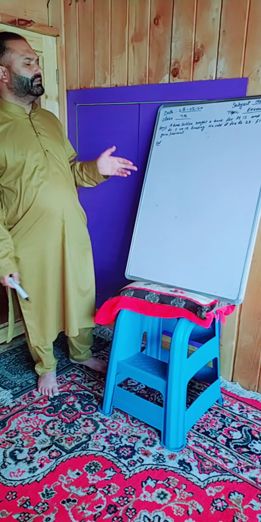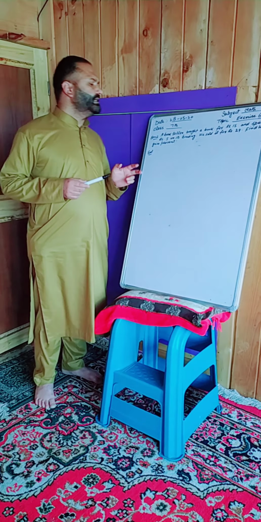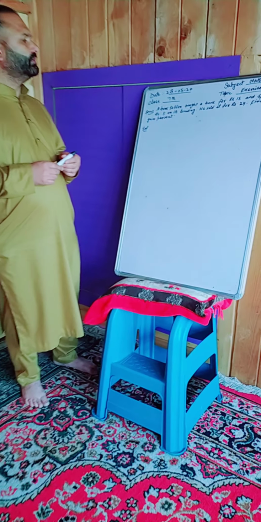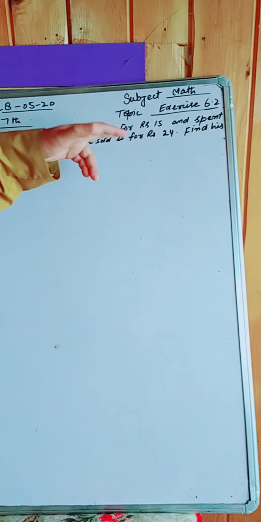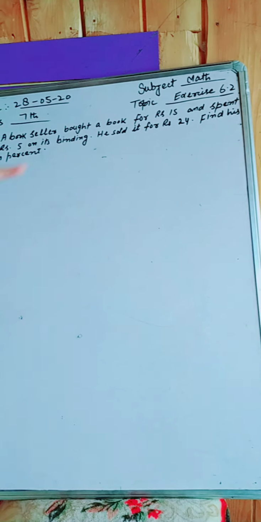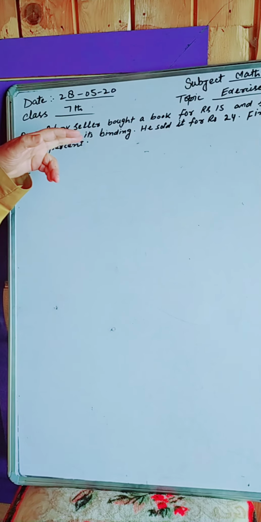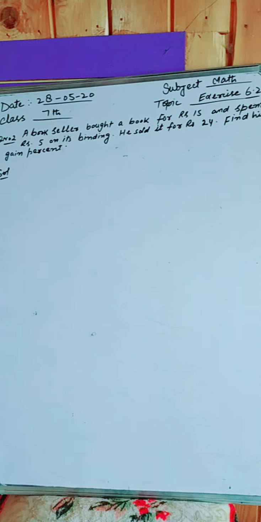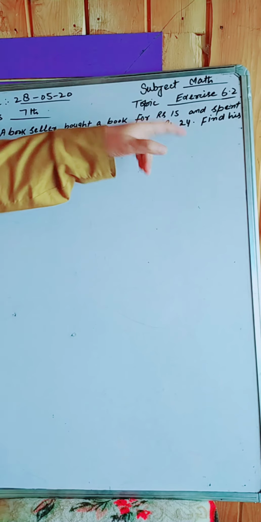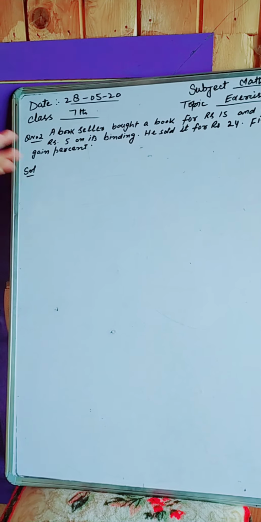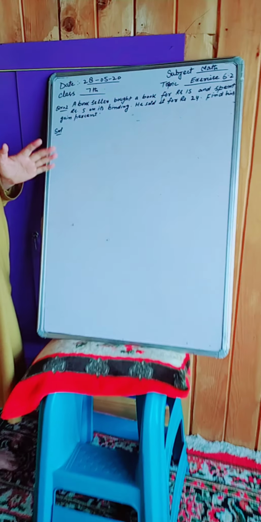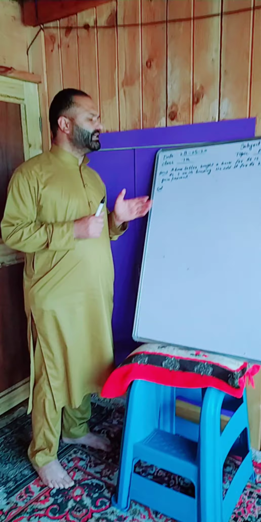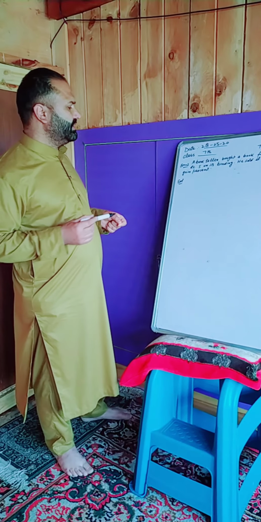Today's exercise is 6.2, and the question is: a bookseller bought a book for Rs 15 and spent Rs 5 on its binding. He sold it for Rs 24. Find its gain percent. Dear students, I have already told you how we find percentage. So let us start the solution.